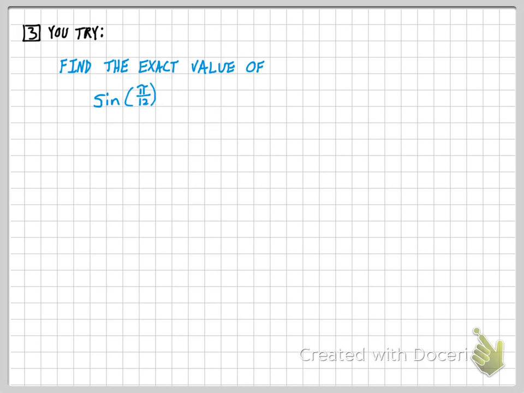Alright, here's a you try. Find the exact value of the sine of pi over 12. I will give you a hint in this one as well. Pi over 12 can be derived or thought of as a sum or difference of two other angles. Think about that first, and then give us your best answer.